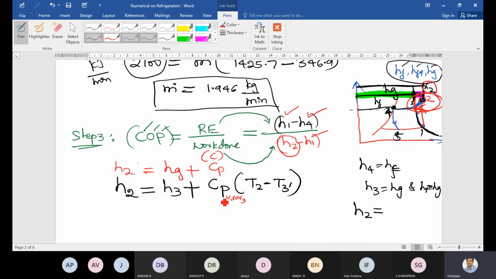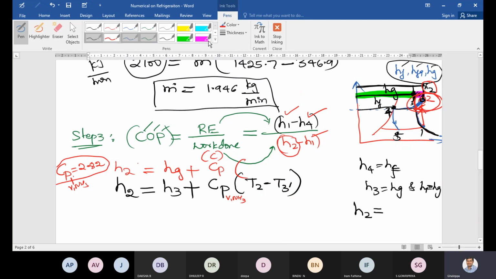Remember 2.82. Anyway, you can take this value also from the data handbook. But you remember, this is a standard value they'll be using in the industry also. Cp of vapor ammonia is 2.82. Cp of steam is 2. That's it. Cp into, why have you taken T2 minus T3 dash?